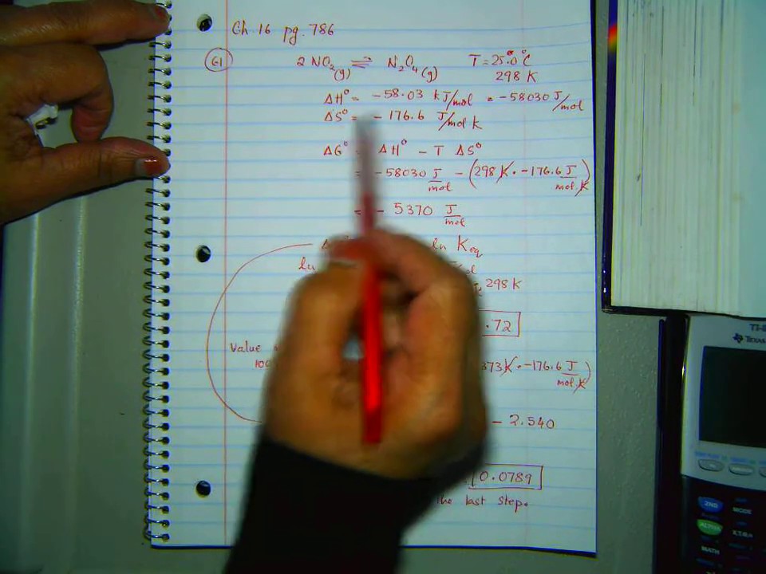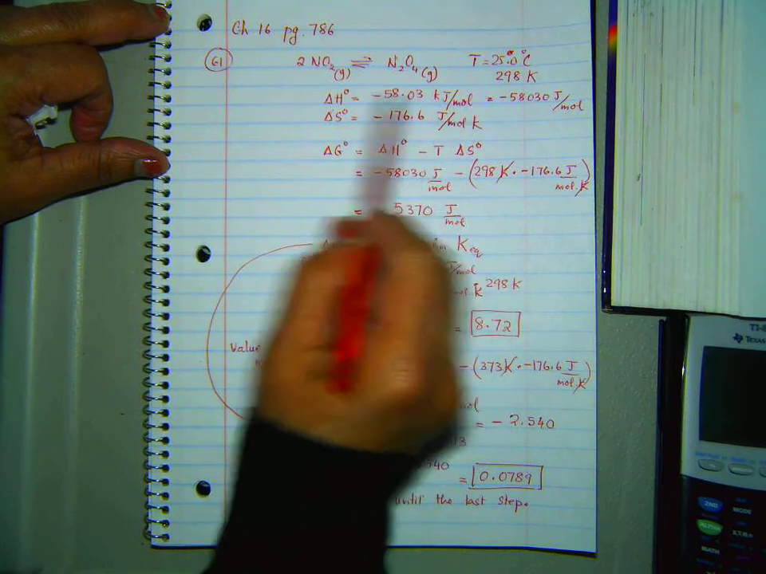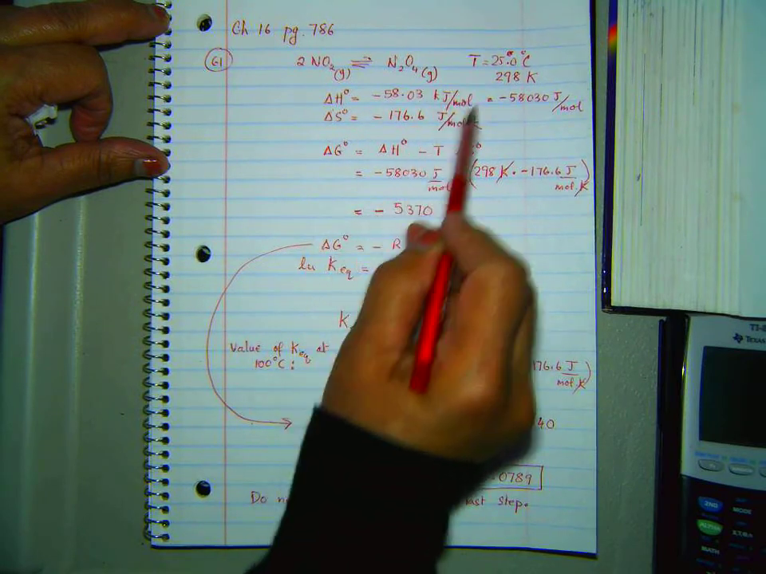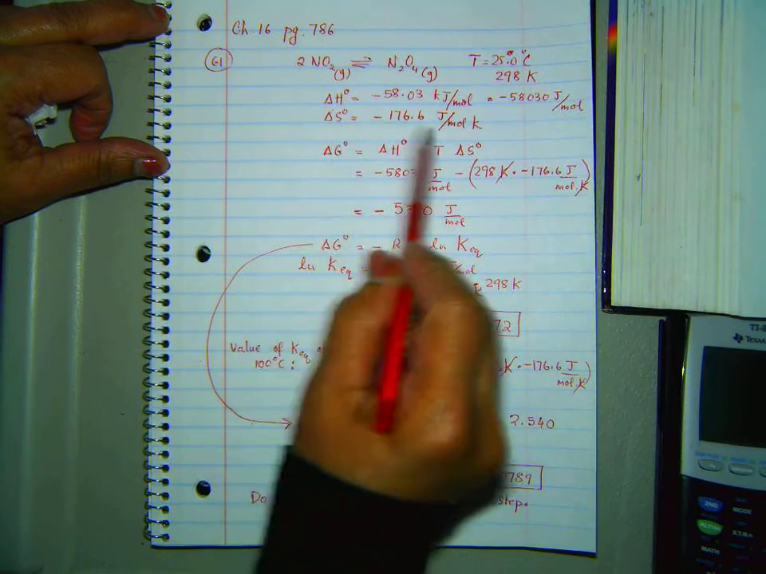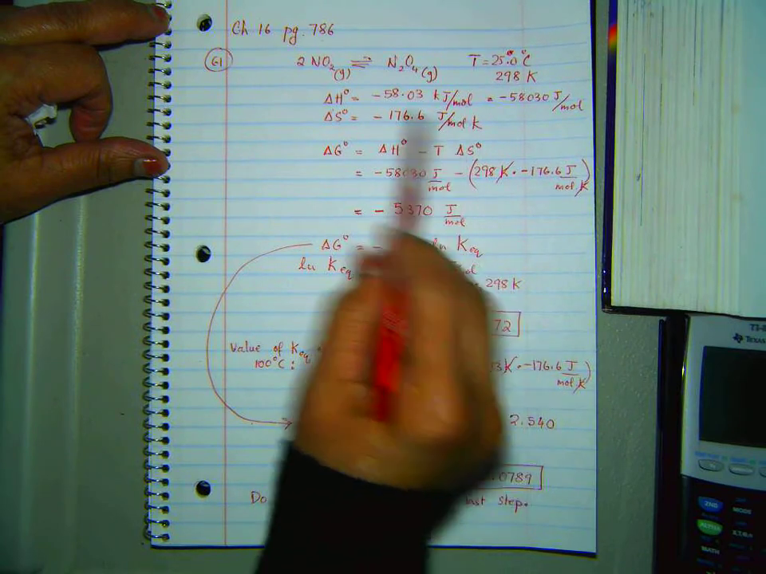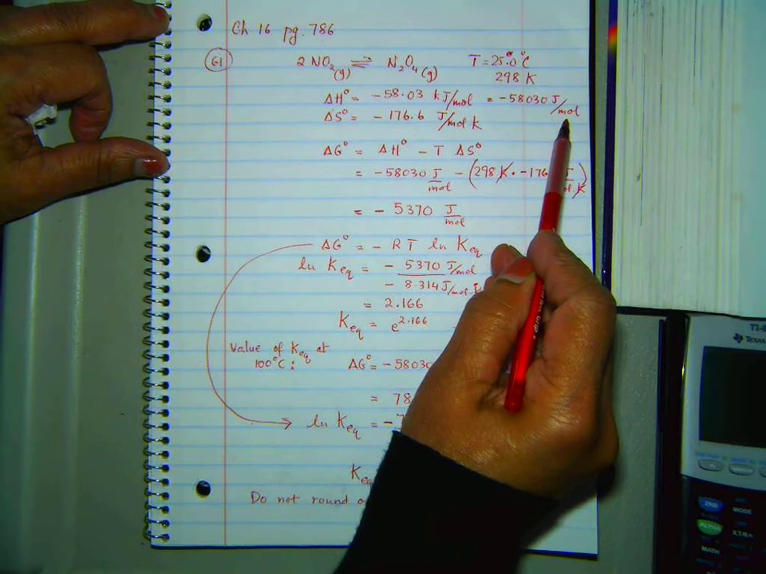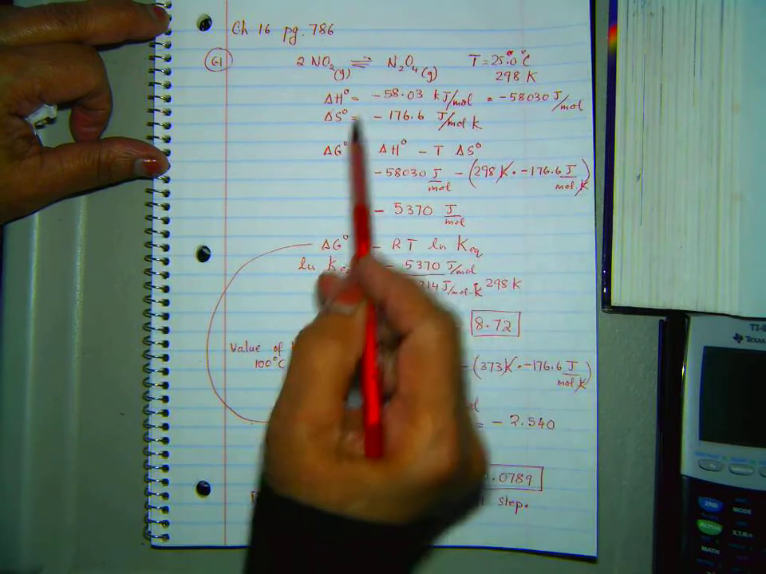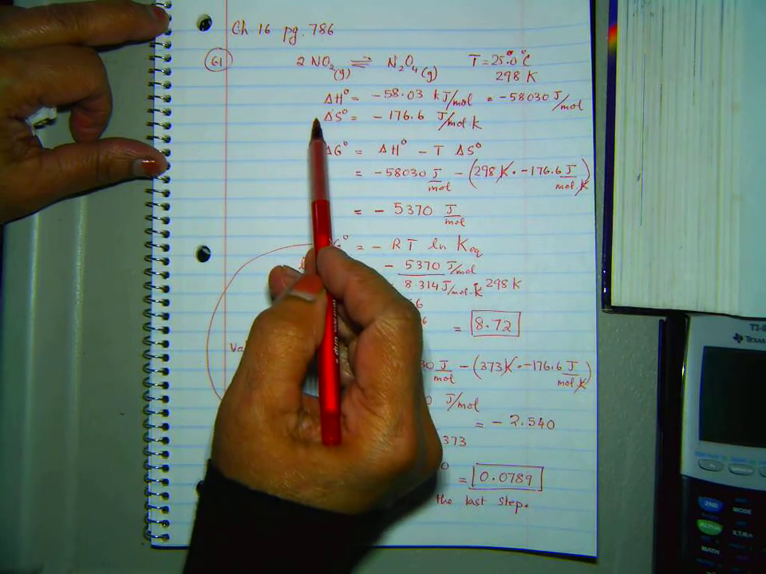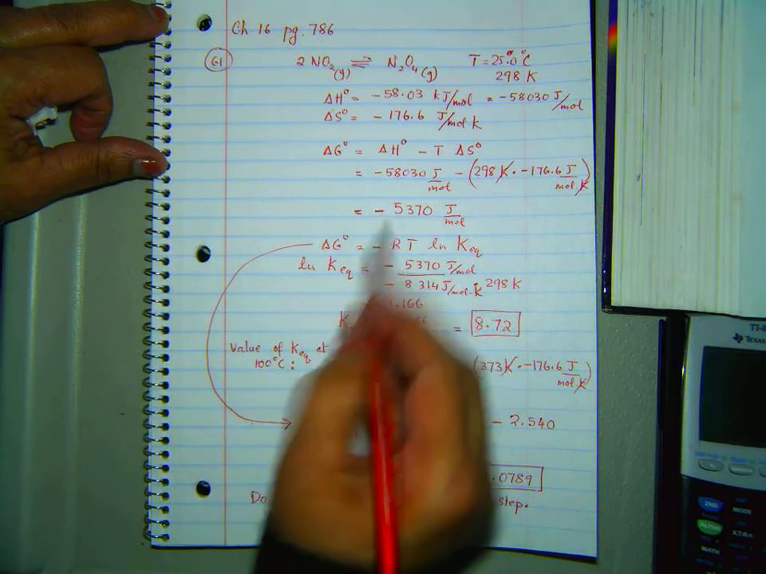Now I want you to notice delta H0 is given in kilojoules per mole and delta S is given in joules per mole K. So I immediately converted delta H into joules per mole. And then the question is calculate the value of K. Calculate the value of KEQ.